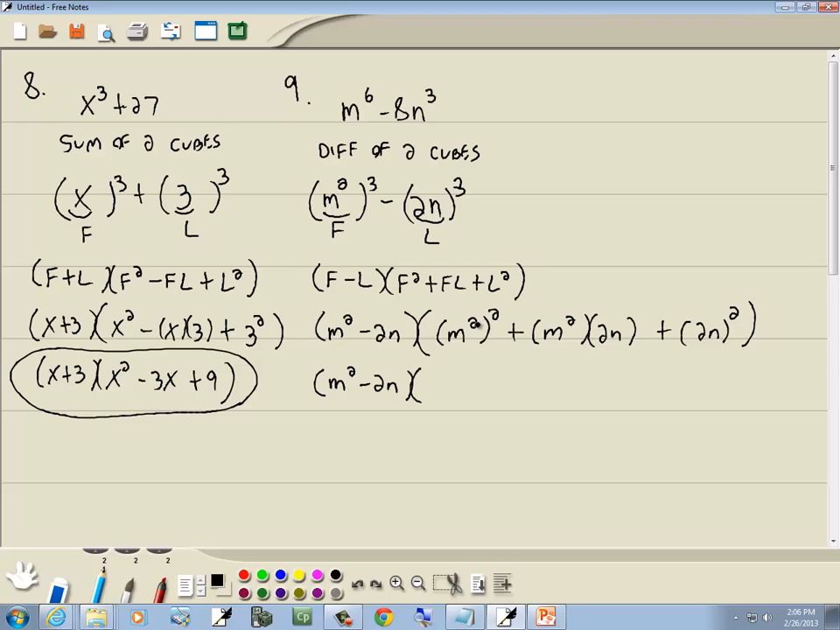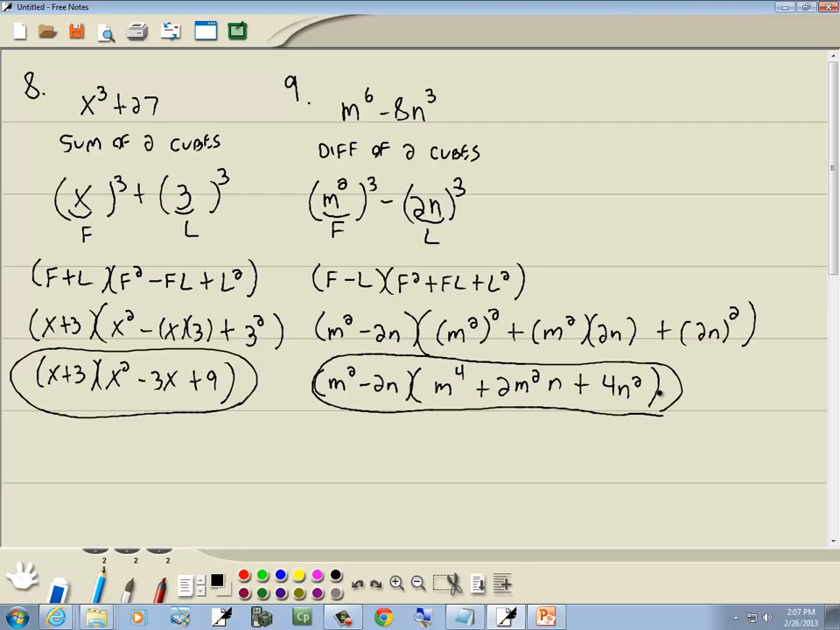Just plug in our formula, which gives us m squared minus 2n. When you're raising one exponent to another exponent, you multiply the exponents. 2 times 2 is 4, so this is m to the fourth plus 2m squared n, and 2n times 2n gives us 4n squared. And that'd be our answer.